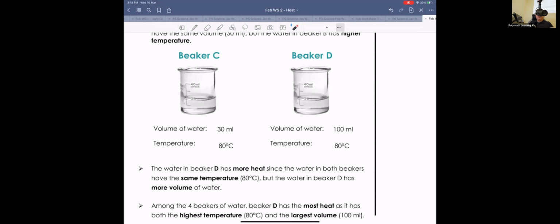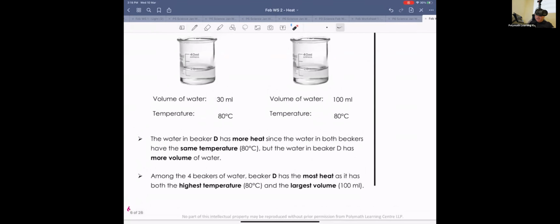So you can have the same temperature but a lot more heat because you have a lot more water. The water in beaker D has more heat since the water in both beakers has the same temperature, but the water in beaker D has a greater volume of water. Among the 4 beakers of water, beaker D has the most heat because it has the highest temperature and also the greatest volume of water.